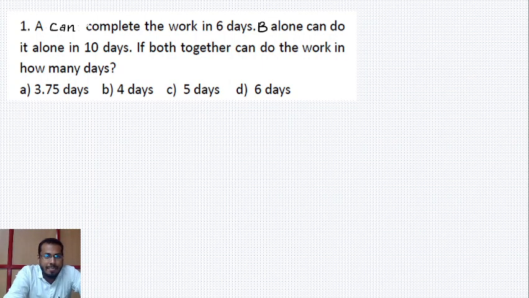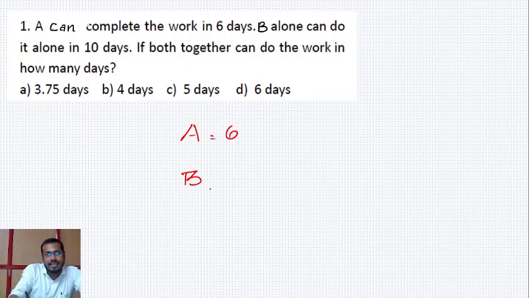So first question, A can complete the work in 6 days. B alone can do it in 10 days. If both work together, in how many days can they do the work? So this is a basic question. There are two persons, one is A and another one is B. A can complete a work in 6 days and B can complete the work in 10 days. If both A and B work together, how many days does it take?